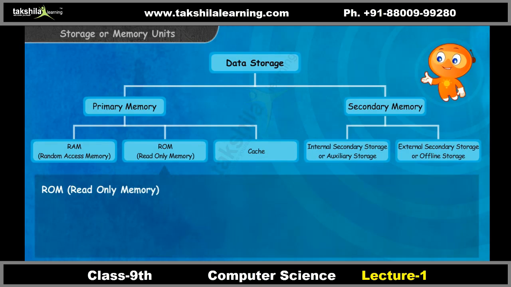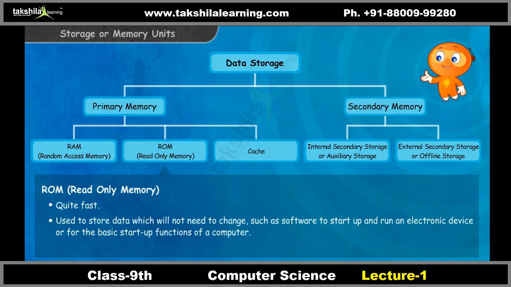ROM is read-only memory. It can also be quite fast. It is used to store data which will not need to change, such as software to start up and run an electronic device, or for the basic startup functions of a computer. It is non-volatile.